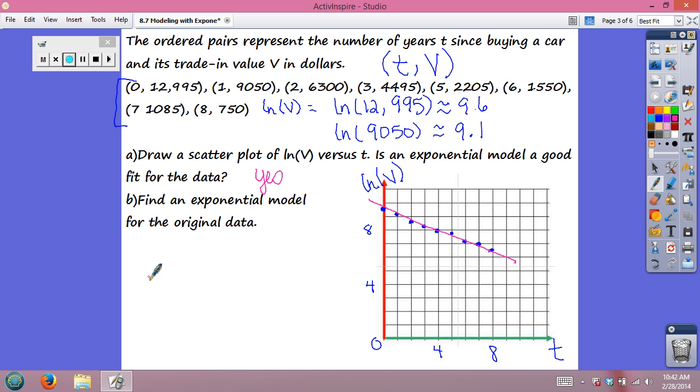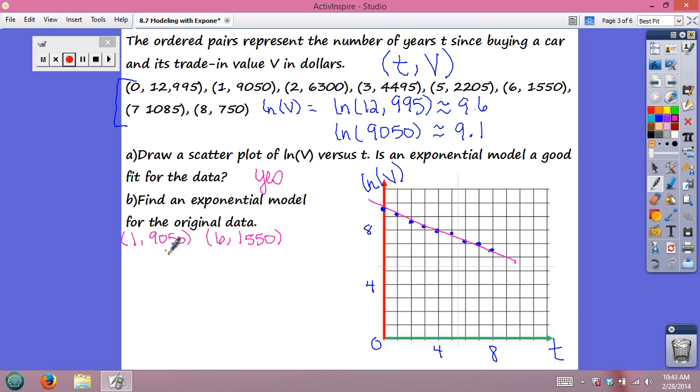The next question is, find an exponential model for the original data. Going back up to the original amount, ignoring the ln's now, it wants us to do what we did in the previous example and find an exponential model. So we know the first thing that we have to do is pick 2 points. We have several here to pick from, so I am going to pick 1, 9,050, and 6, 1,550.